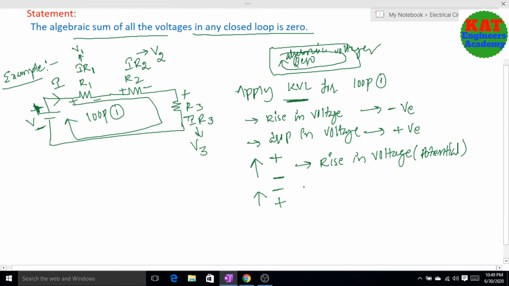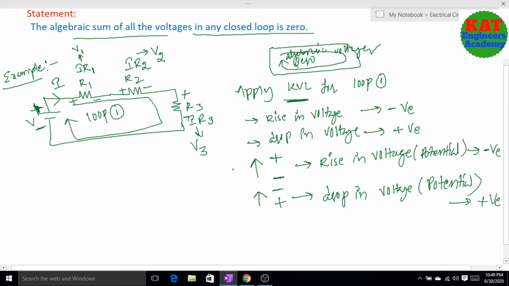So positive to negative is nothing but a drop in potential, or drop in voltage. Now, this rise in voltage you consider as negative, and this drop in voltage you consider as positive, while you are writing the KVL equation.